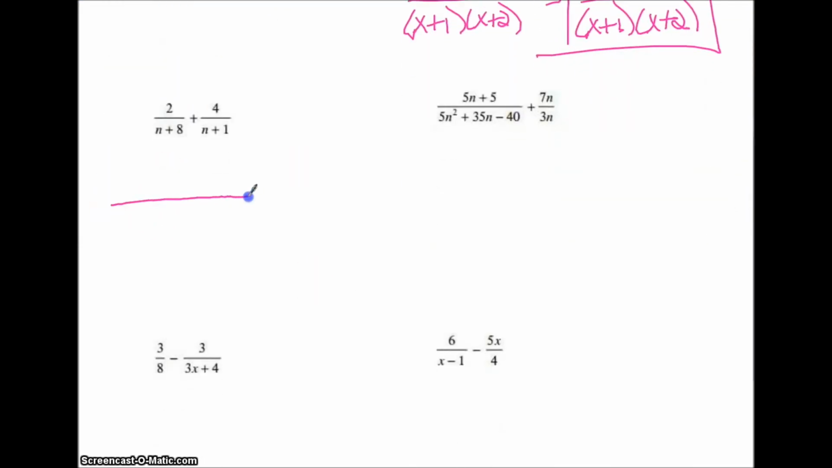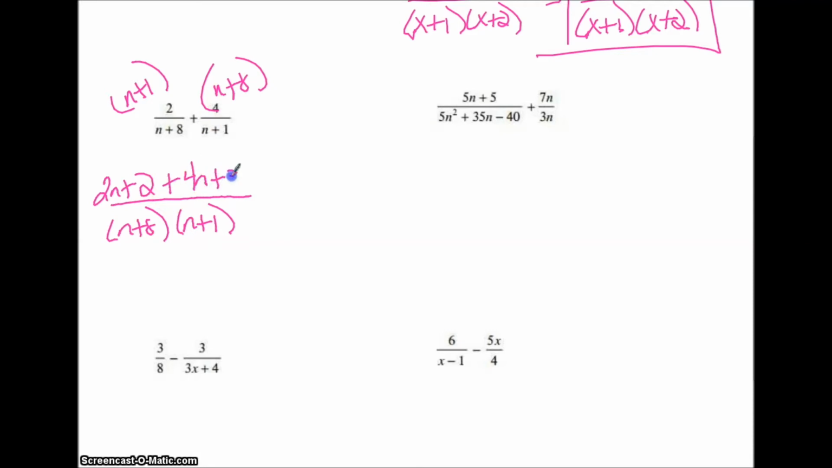Find your common denominator. So we bring our n plus 8 down, and then we need to add n plus 1. So the first one is missing n plus 1. Next one is missing n plus 8. n plus 1 times 2 gives me 2n plus 2. 4 times n plus 8 gives me plus 4n plus 32. 2n plus 4n is 6n. 2 plus 32 is plus 34. And it's over n plus 8 and n plus 1.